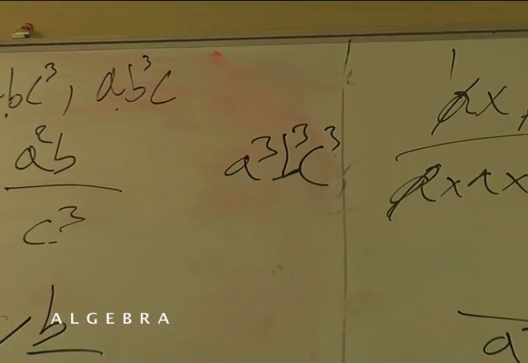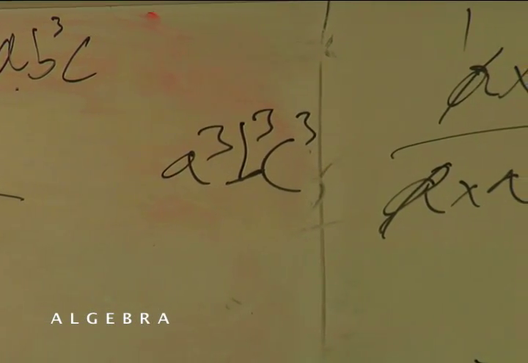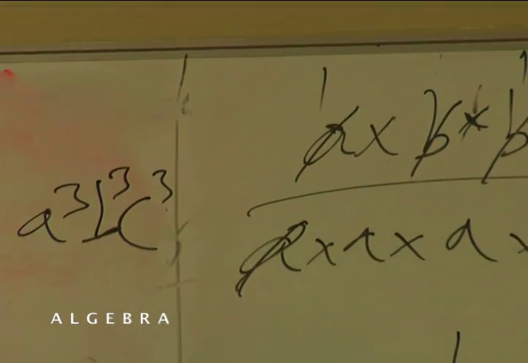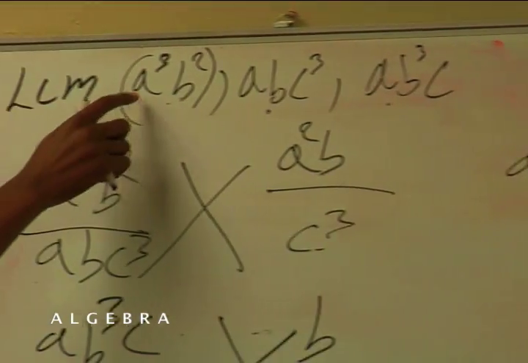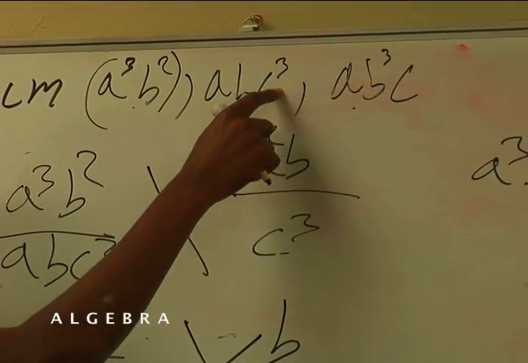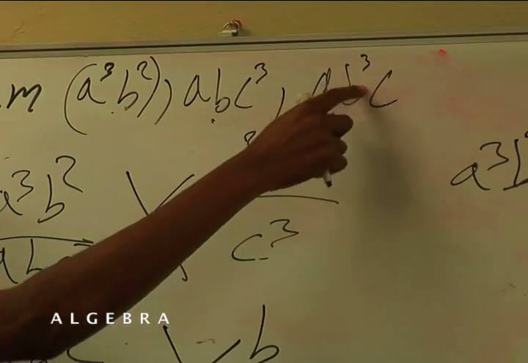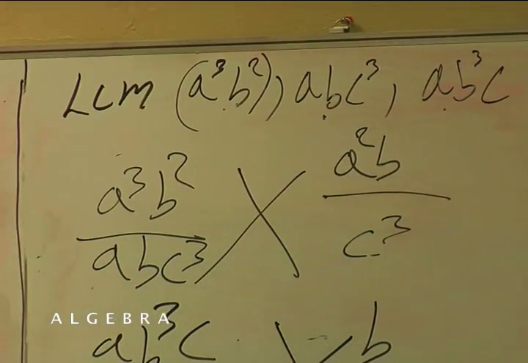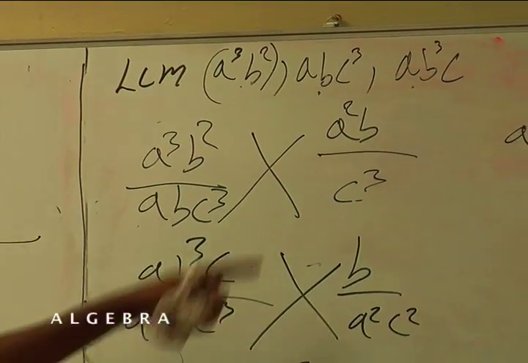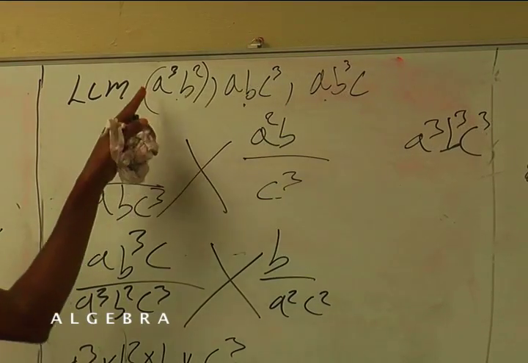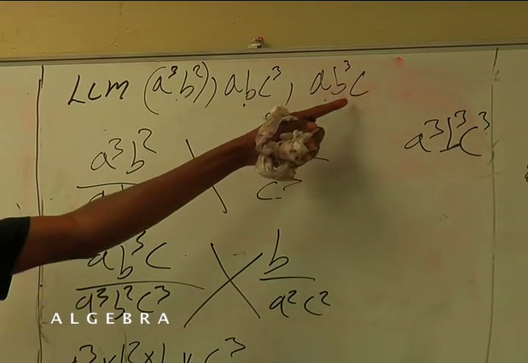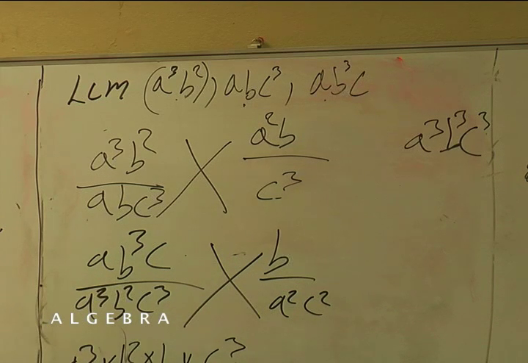Why is it so? Because the LCM must be equal to or bigger than the biggest number. So the LCM must be equal to or bigger than A cube. It must be equal to or bigger than C cube. It must be equal to or bigger than B cube. And when you check it out, B and B square can go into B cube. A and A can go into A cube. And C and C can go into C cube. You see it? You see logic?